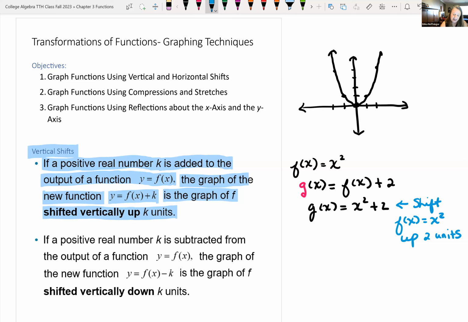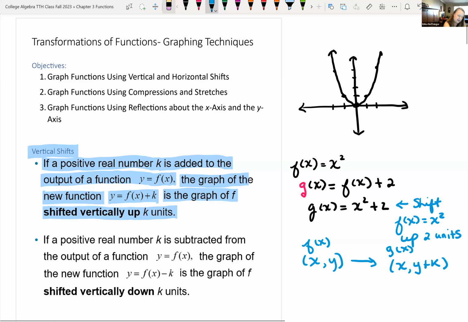Technically, my x value on my graph of f of x, my new point on g of x, my x value is going to stay the same, but shifting things vertically affects my y value of my point. And so we'd have x comma y plus k, except my k value in this case is 2.